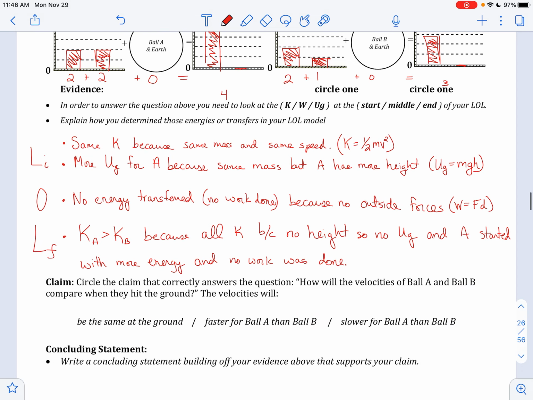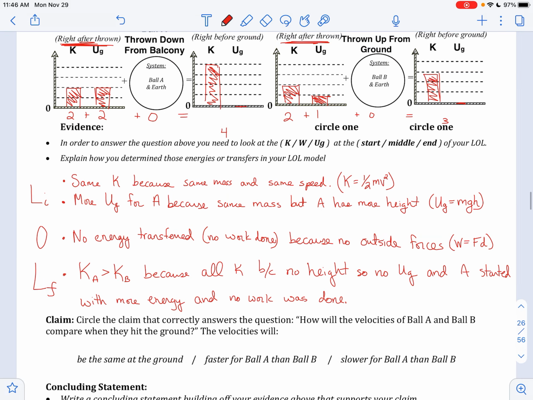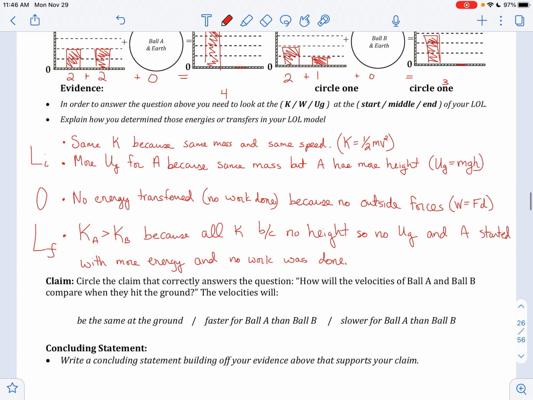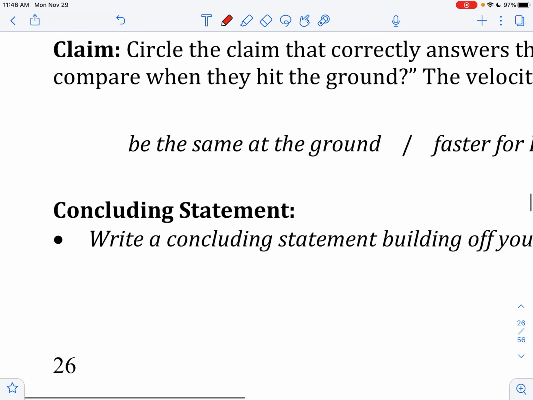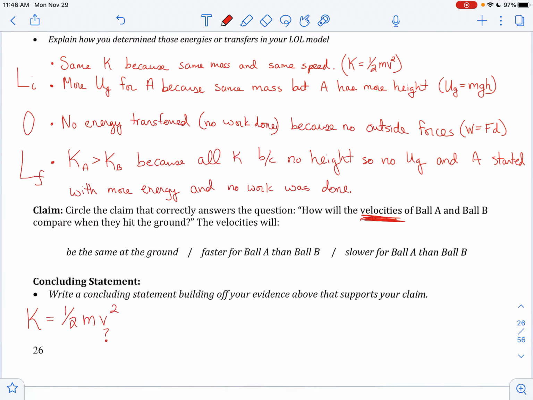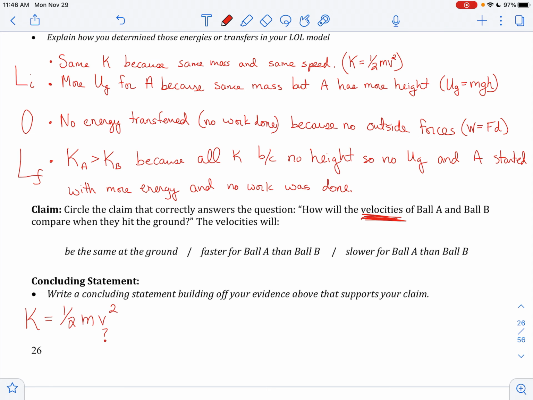All right, claim. Let's say you're not sure. You're like, I don't know. Well, this one has more kinetic energy, so probably. Let's pretend we don't know. Write a concluding statement that supports your claim, and it's asking about the speeds, the velocities. So immediately this is what you're going to do. You're going to jot down the equation that has to do with the thing that the claim is asking about. So it's asking about the speed, and we're wondering about what's happening here. And then we want to look at how do they compare? How do these variables in this equation compare?